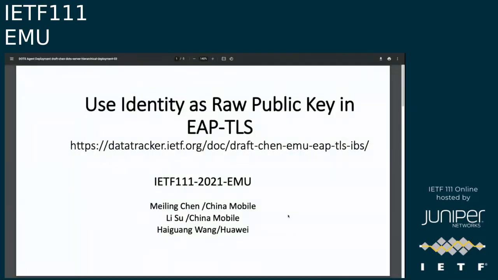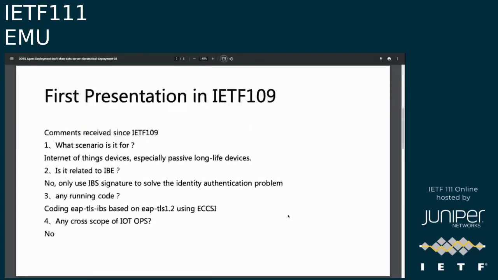Hello. I'm Meilin Chen from China Mobile. In this draft, we propose a method of using identity as raw public key in EAP-TLS. The core idea is that we use identity-based signatures for authentication instead of just relying on CA certificates. Next slide, please.